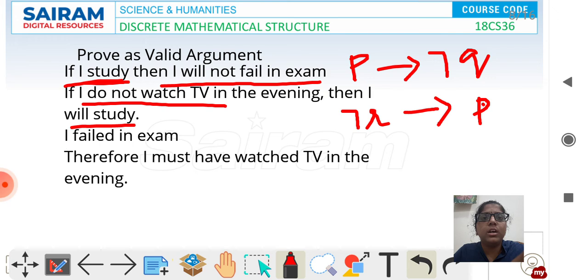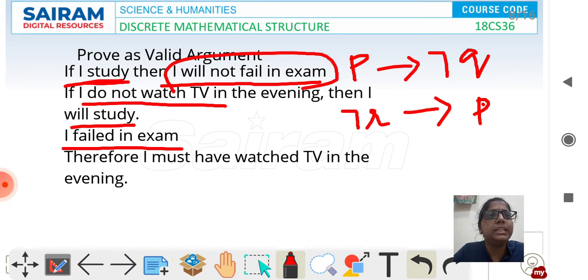Okay, so the third one is I failed in exam. It is not 'I will not fail', which is negation Q. Fail means it is Q. Not means it is negation. You should not judge the sentence by whether it is positive or negative. You have to observe only the word. If 'not' appears, then you have to put the negation sign. I failed in exam is another statement, Q.